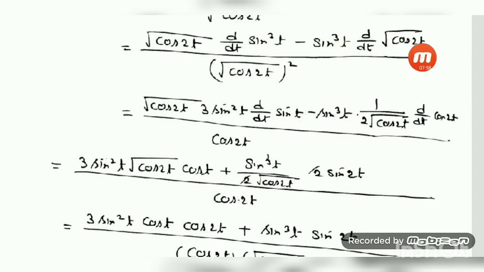Minus sin cube t. Here think of cos of 2t as t. Then the under root formula can be applied, which is equal to what? 1 by 2 under root of 2t. Because the formula d/dx of root x is 1 by 2 root x into d/dx of x. Cos of 2t. Okay, then let us do the simplification. 3 sin square t under root cos of 2t. Sin t derivative is cos t. This is sin cube t by 2 into under root of cos of 2t.